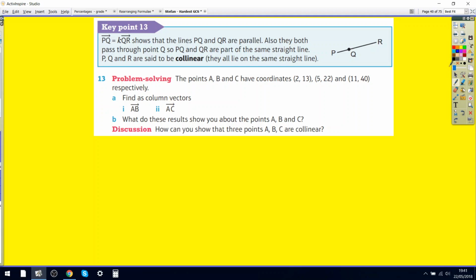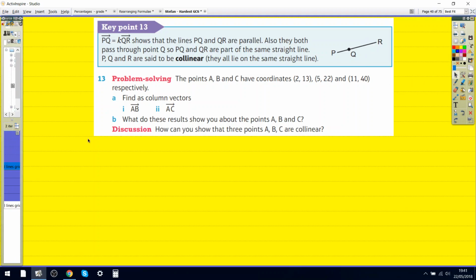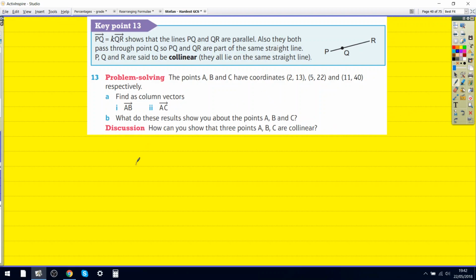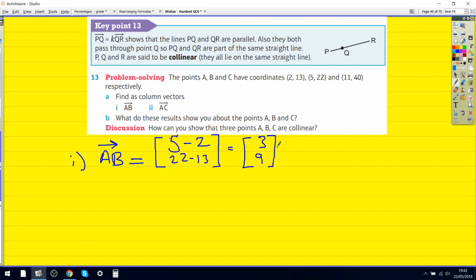Okay, let's just do 13A part 1. A to B equals, so we have the coordinates of A, that would be 2, 13, and then we have to get 5, 22 minus 2, 13. That would give us 3, 9. So our column vector is the change in x over change in y. It's just called 3, 9. It's not a fraction.